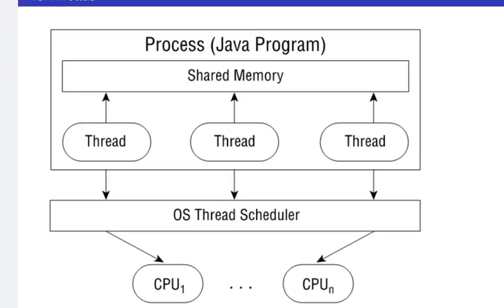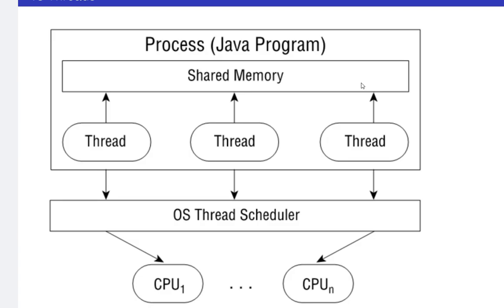A Java program is typically one process, okay? In the operating system, that's typically one process, okay? Now, within this one process, you usually have a sequential execution of instructions.